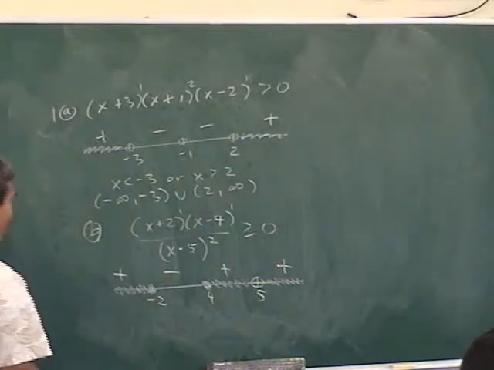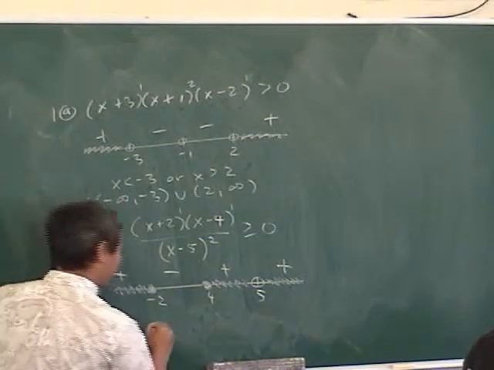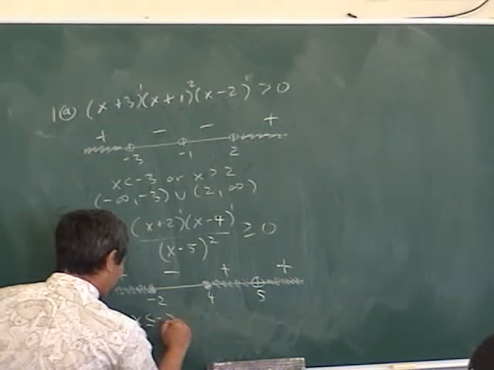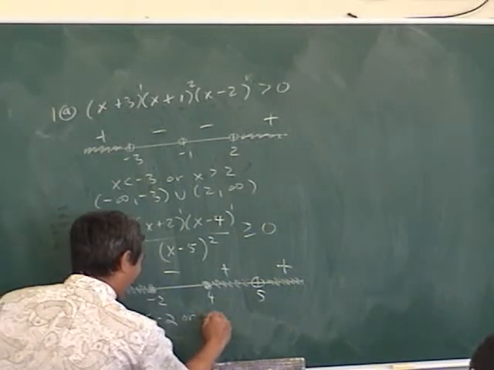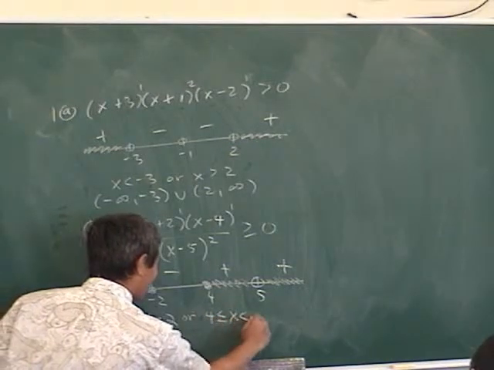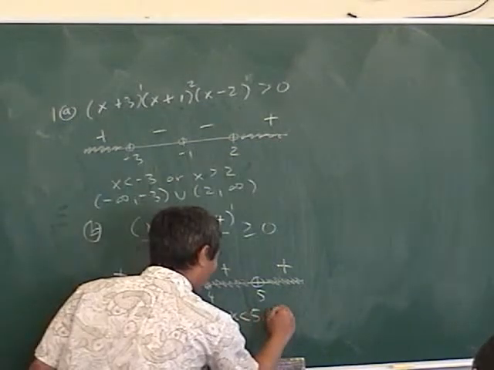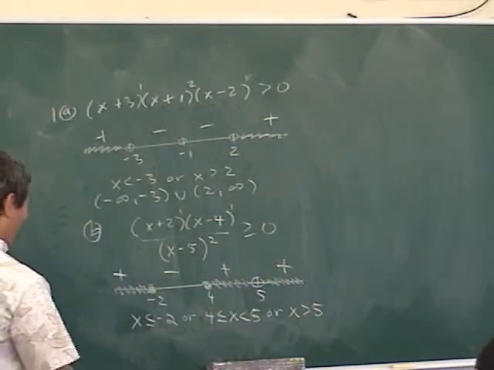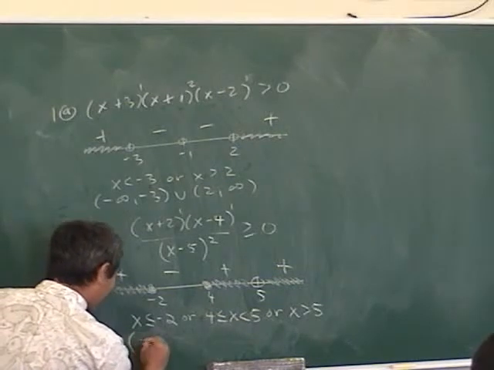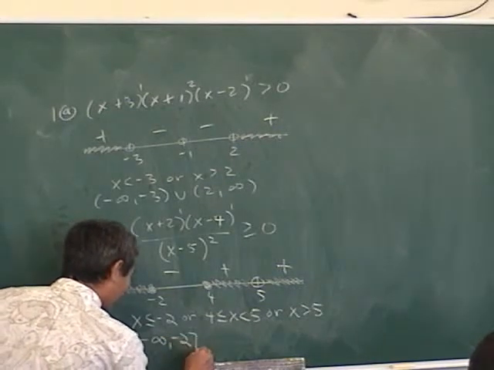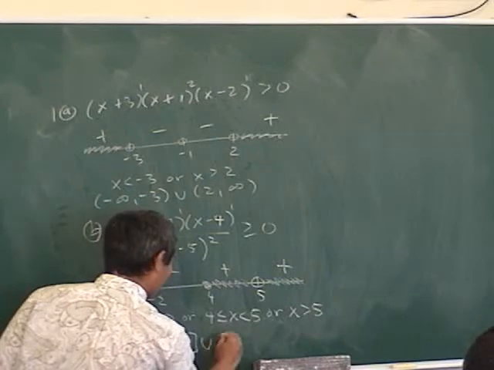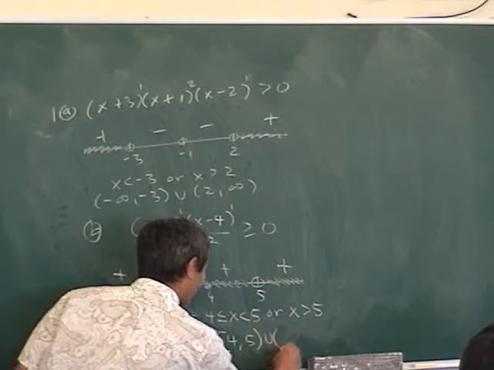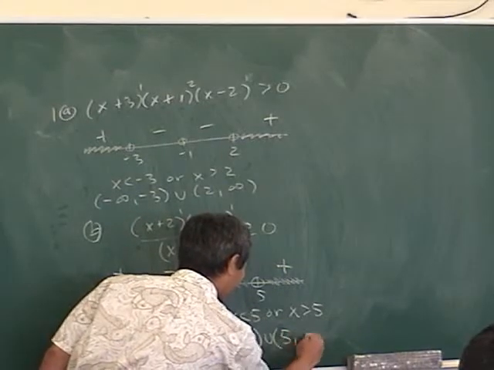And then we simply write down our answer. Okay, I'll write this. X is less than or equal to -2, or 4 is less than or equal to x is less than 5, or x is greater than 5. Or would you rather see negative infinity to -2, bracket, union, bracket 4, comma 5, union, parentheses, 5, comma, infinity.